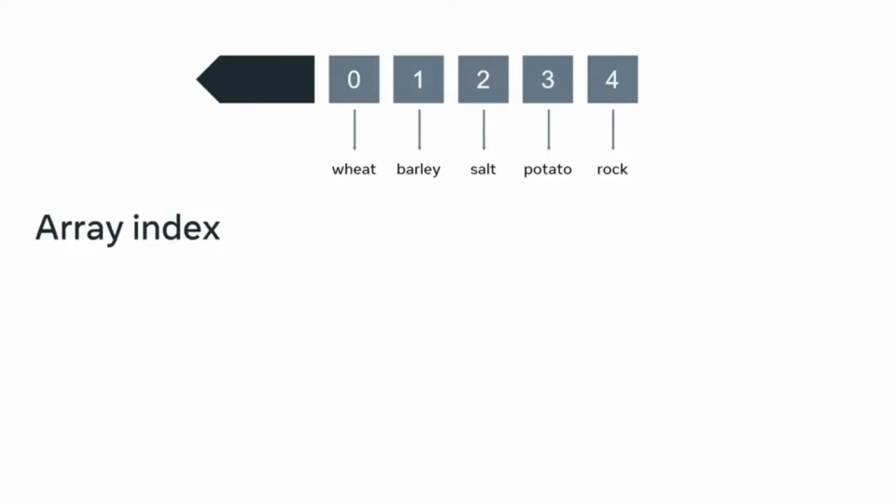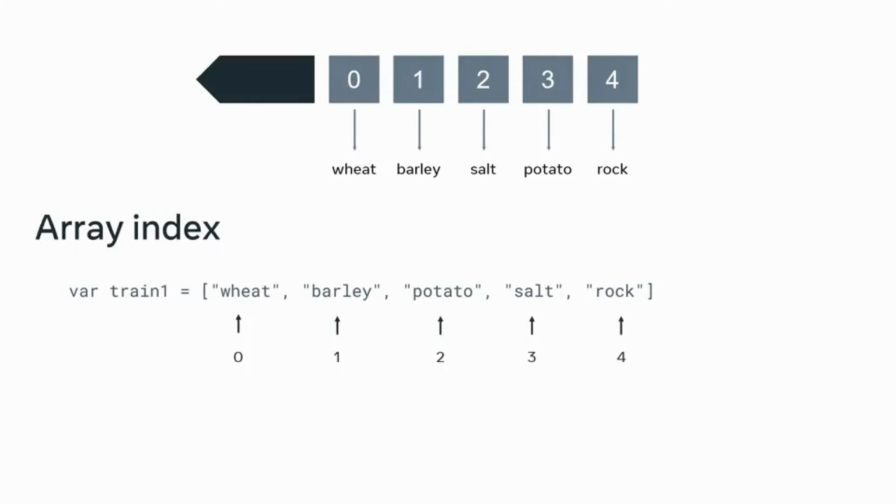Do you remember how you built a train with carriage numbers? Well, in Swift, this numbering system happens behind the scenes. This is known as the array index, and you can then use these index numbers to access each array item. Swift gives each array item a number starting from 0 that corresponds to its place in the sequence. Remember that in the example you had var train1 equal wheat, barley, potato, salt, rock. So wheat is index 0, barley index 1, potato index 2, and so on.